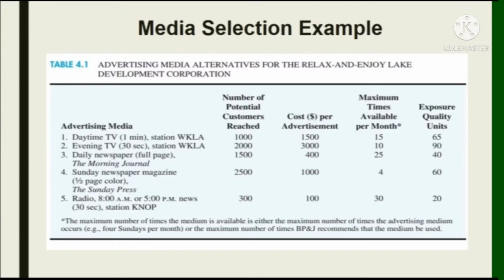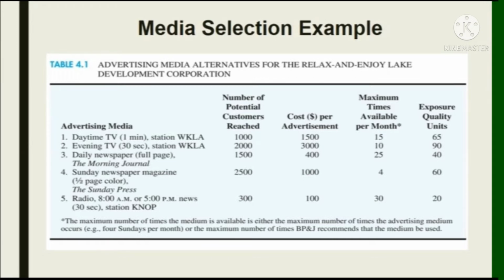So, first are the 5 advertising media, which are TV, newspaper, and radio. In TV, we use it twice, which is daytime TV, where the number of potential customers reached is 1,000. The cost per advertisement is 1,500. Maximum times available per month is 15, and exposure quality units of 65. In evening TV, the potential customers reached is 2,000. Cost per advertisement is 3,000, maximum times available per month is 10, and exposure quality units is 90.